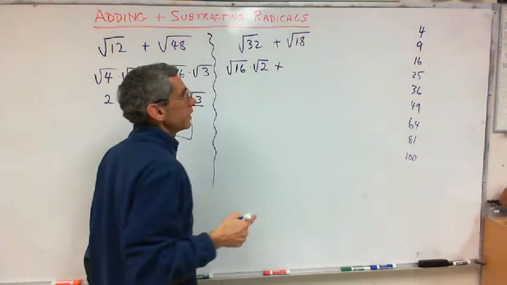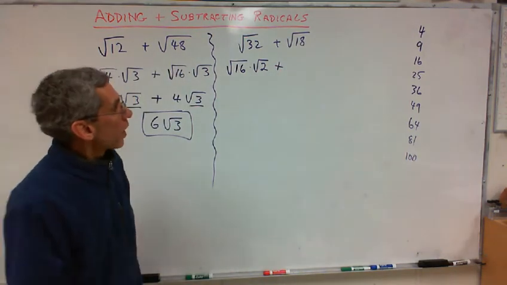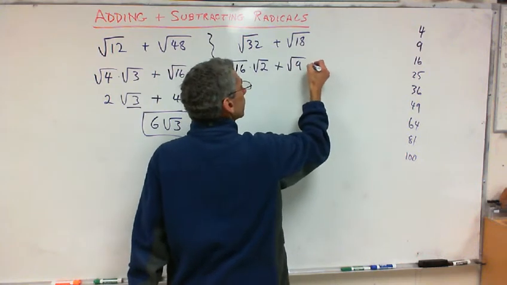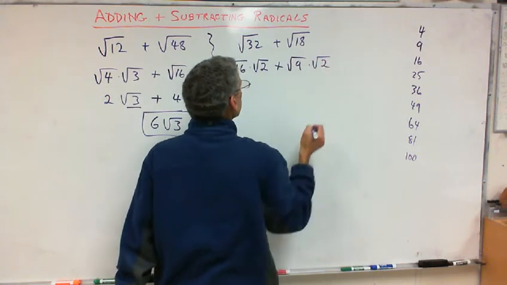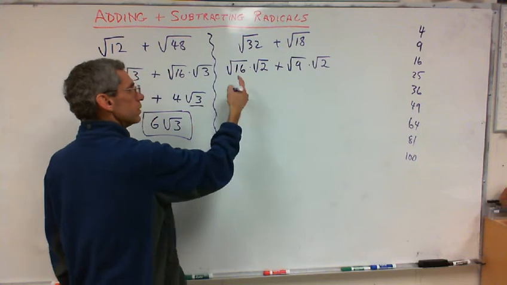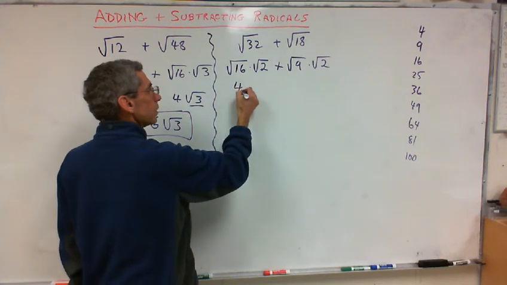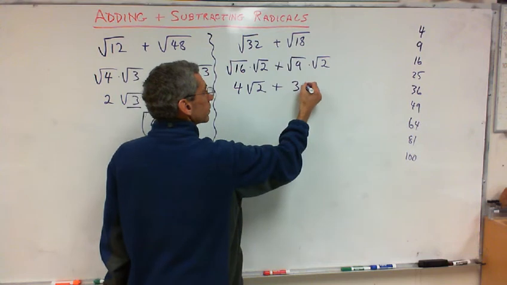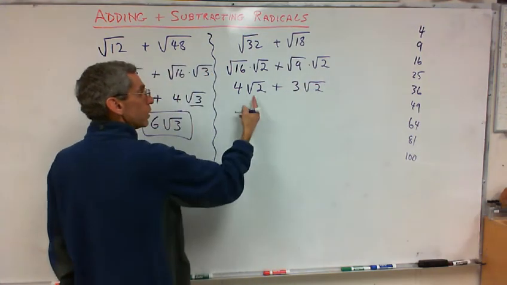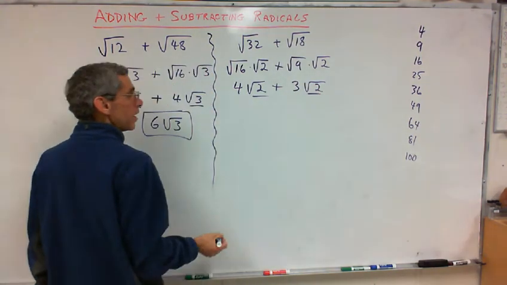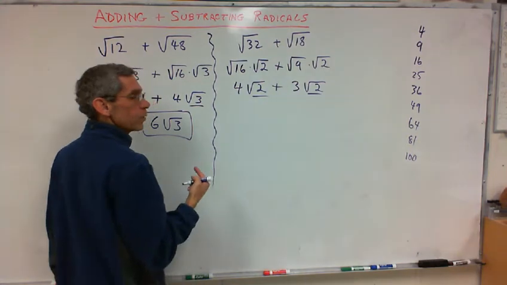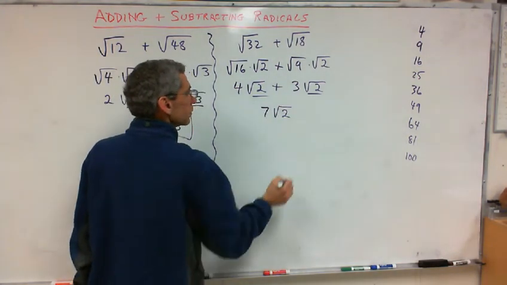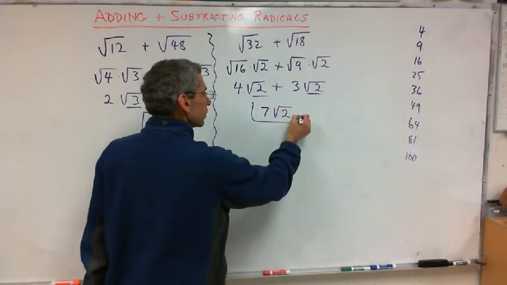Plus, what's half of 18? 9 is a perfect square. Oh, that's great. Square root of 9 times the square root of 2. All right, square root of 16 is? 4. Square root of 2. Plus 3 square root of 2's, right? So they're like terms now. Look at that. That's awesome. So how many square root of 2's do I have now? 7 square root of 2's. Right? So that's my answer.